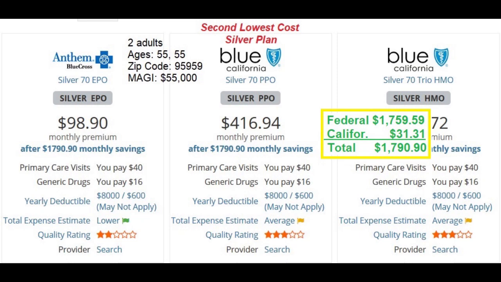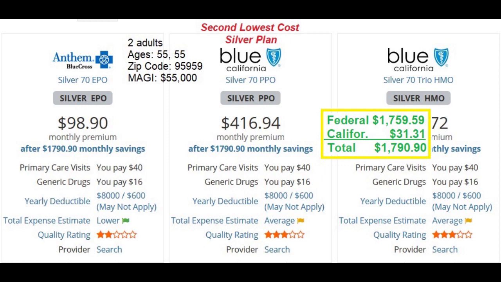To verify that the calculations are correct, I went to the Covered California Shop and Compare tool for 2020, put in two adults, household size two, ages 55, and a particular zip code, and the second lowest cost silver plan after the subsidies have been applied was $416.94, very close to the $417 that the formula predicted.